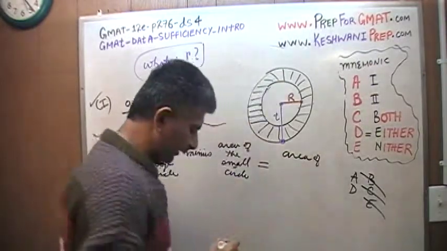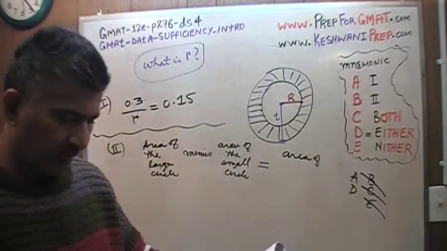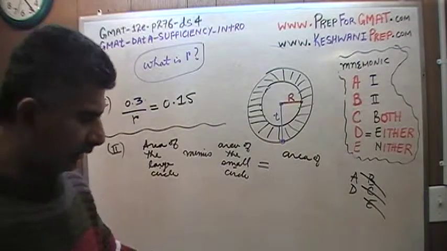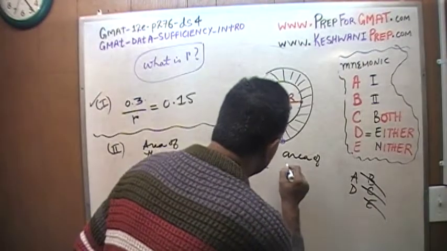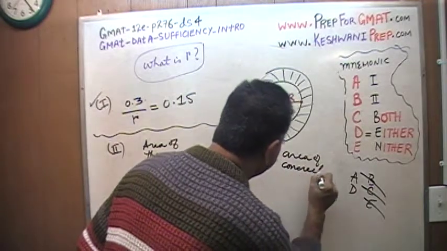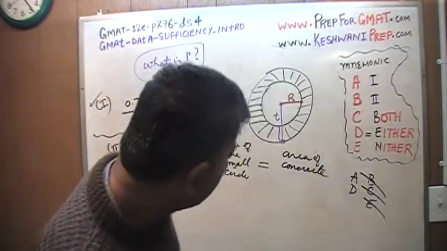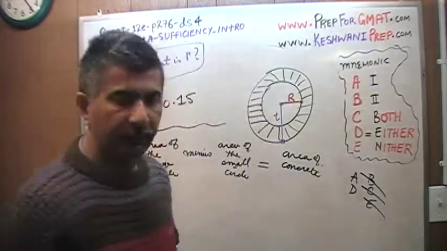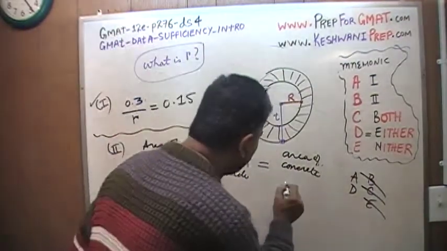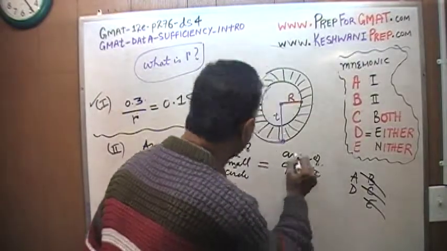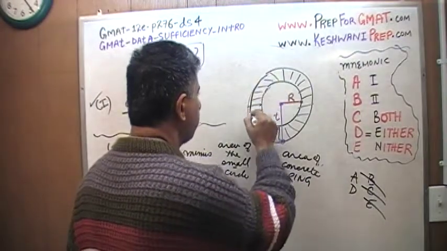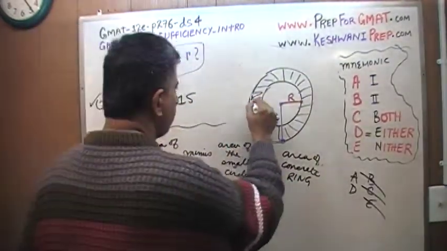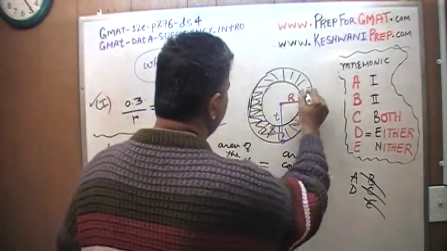Area of the concrete. Instead of simply calling it area of the concrete, I'm going to call it area of the concrete ring. This ring right here that you see, all of this. Area of this concrete ring.